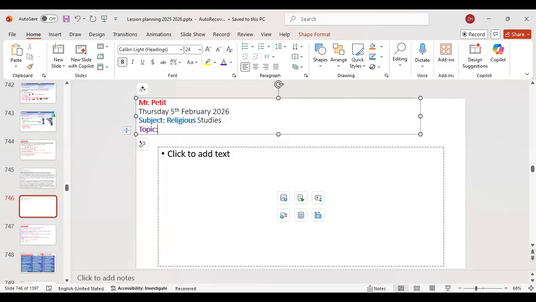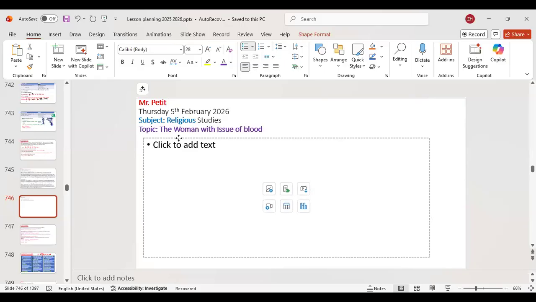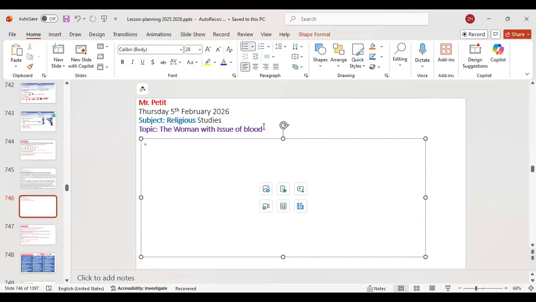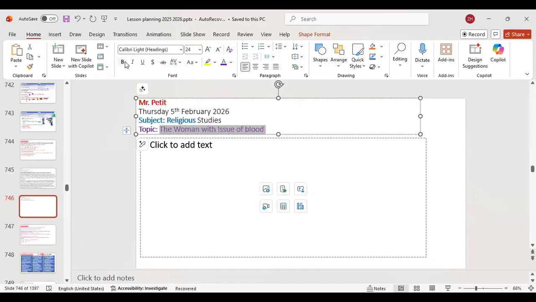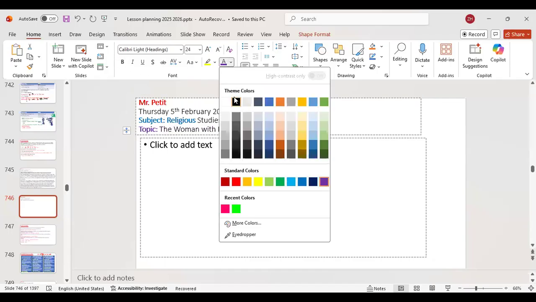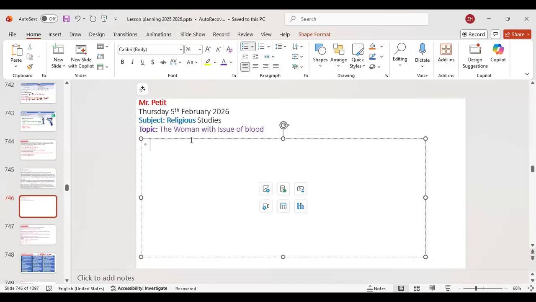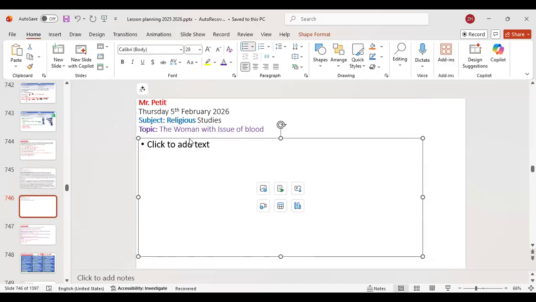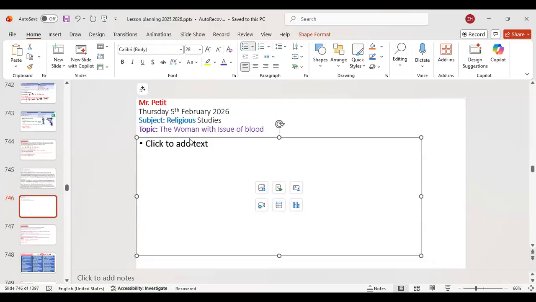Very good. So the woman with the issue of blood. Basically, they say the woman with the issue of blood, but we're really talking about this woman. She had internal bleeding, right? Internal bleeding. So she had an issue, and she kept on bleeding and bleeding and bleeding. It wouldn't stop.